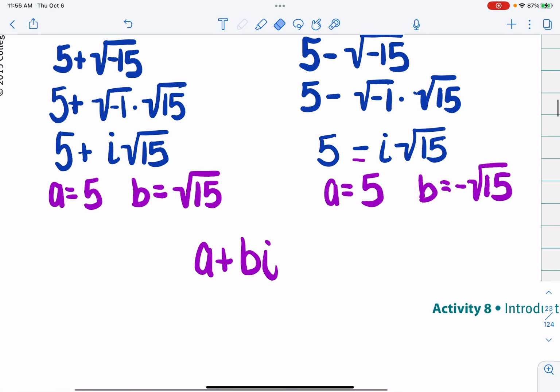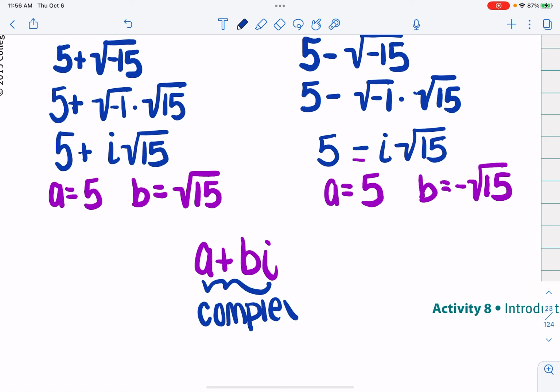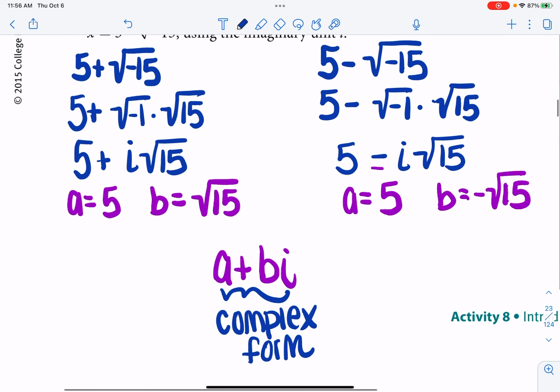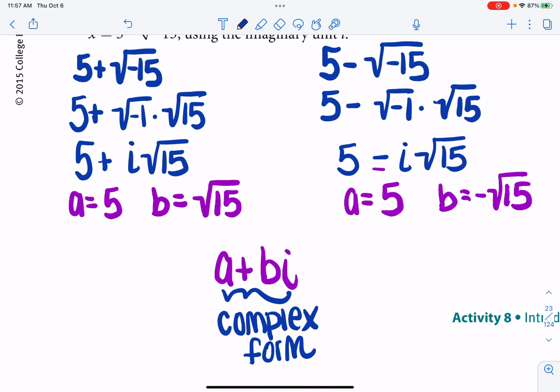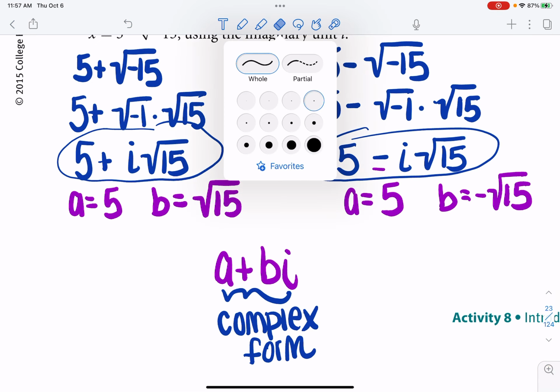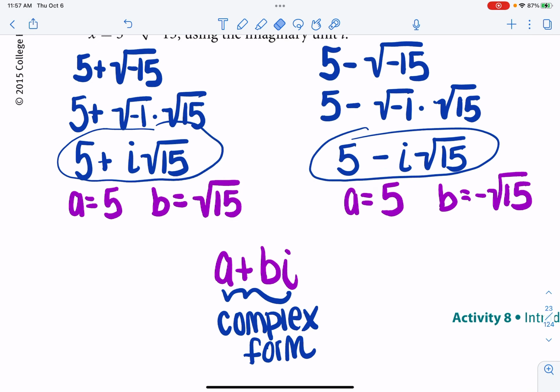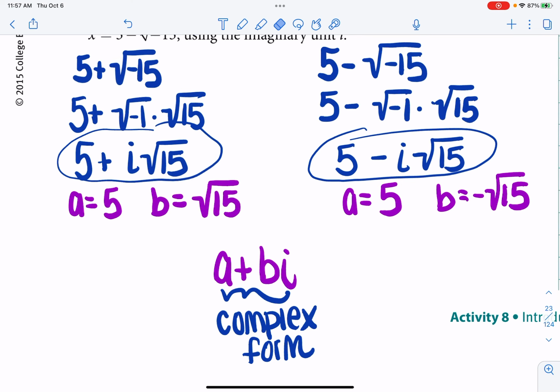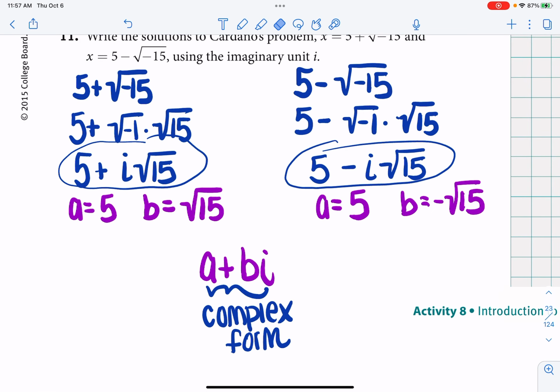This is in the complex numbers. That's the complex form. So when it says write in a plus bi, I want to see equations like these two. Oh, that should be a plus. This is going to help us out with graphing now.